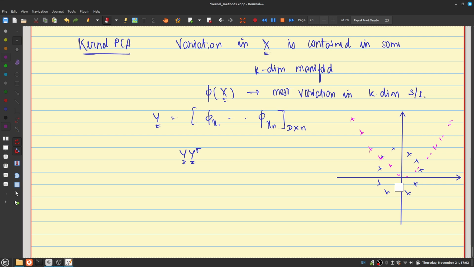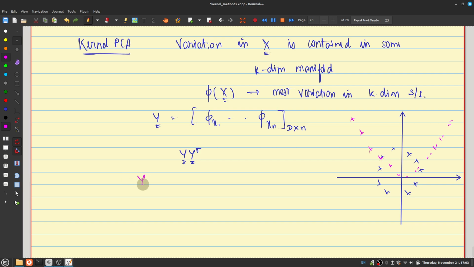Again, how do you find this feature mapping? That could be a complicated problem. But whatever it is, I want to do PCA over this higher dimensional feature space. So I want to find the top k eigenvectors of Y Y transpose. But that in general may not be possible.